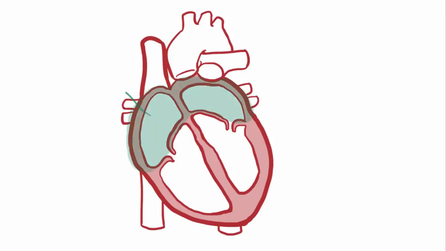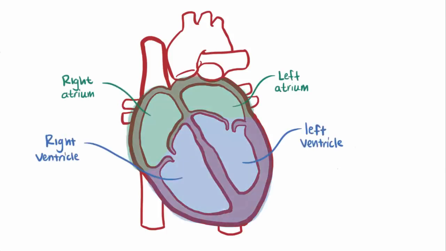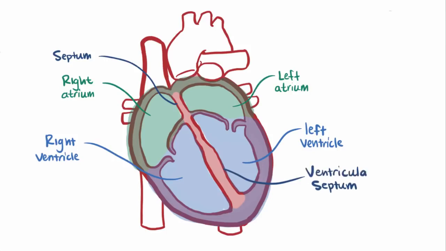If you look at the heart, you've got the right and left atrium up top, and the right and left ventricles down low. Each of these pairs is separated by a wall, called a septum. A ventricular septal defect is when this lower wall, the ventricular septum, has a gap in it after development.